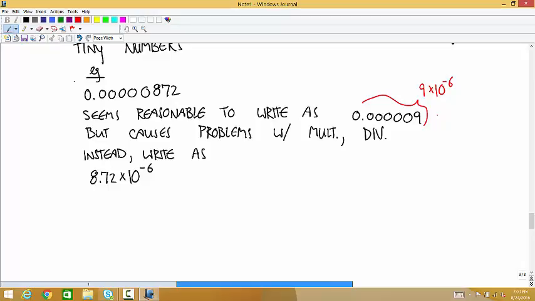So I said I wasn't going to talk anymore about significant figures, but that's really a significant figures issue. You're given a number with 3 significant figures, and if you do that rounding, you're cutting it down to 1 significant figure. Any questions about that?